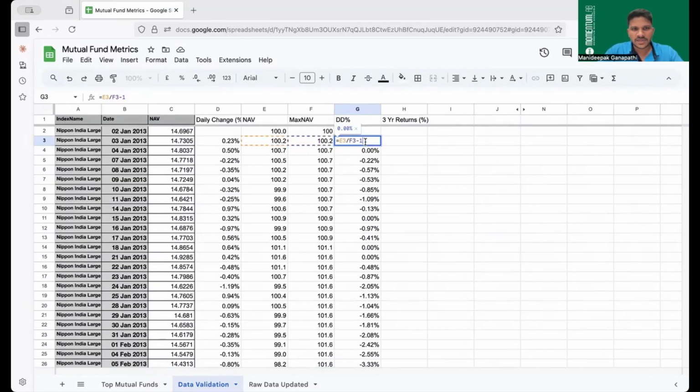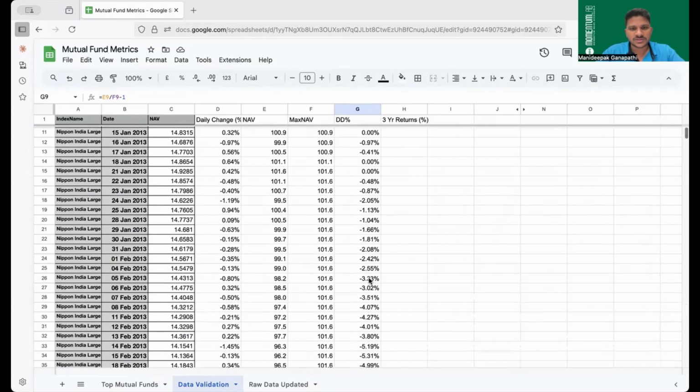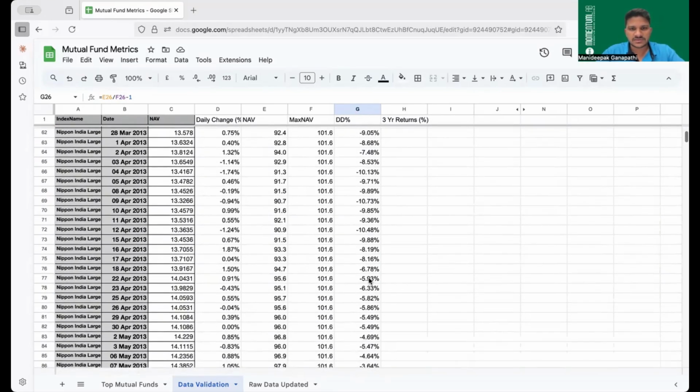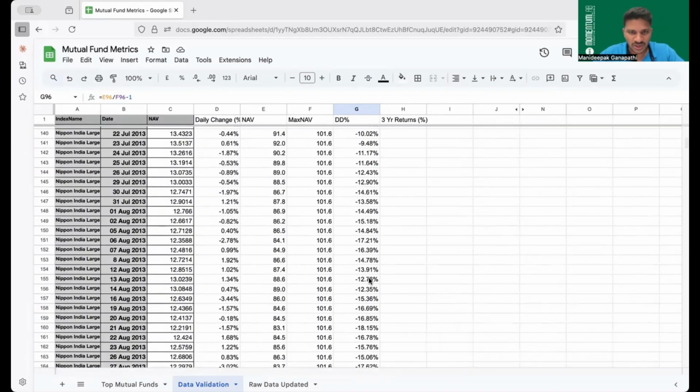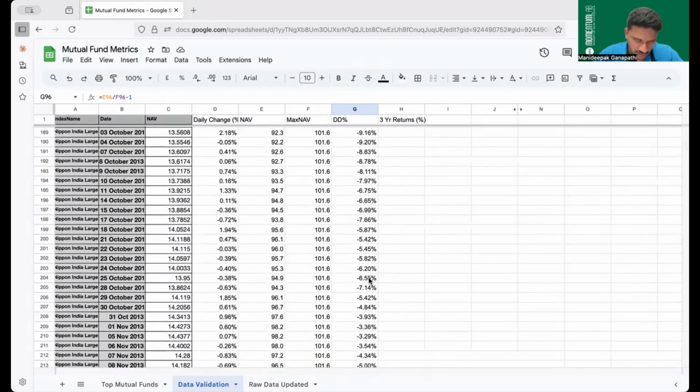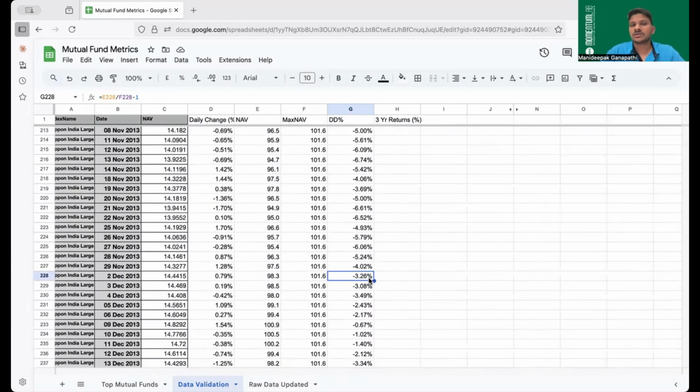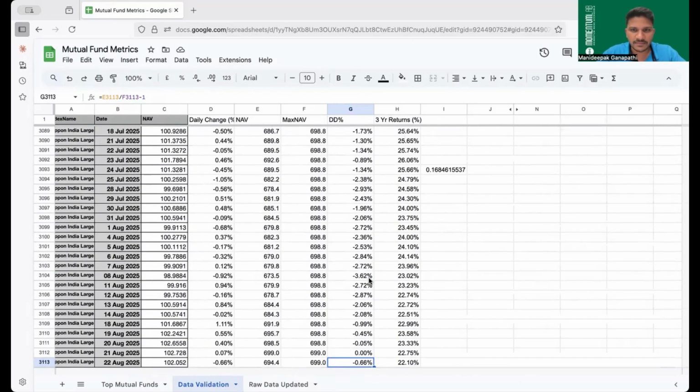If you see the formula here, this is the peak, F3, and this is the NAV. So E3 by F3 minus 1 is the change from your peak that you're trying to understand. The lower it is, the worse it is. As you can see, there are occasions when the drawdowns are higher, to the tune of 18 to 20%. We will see what the max drawdown number is in another tab.